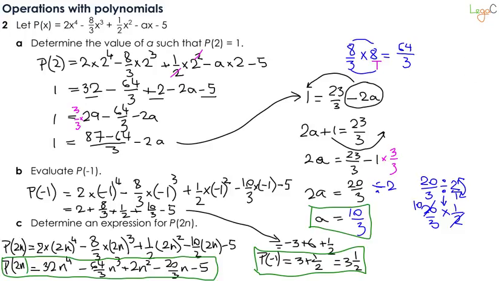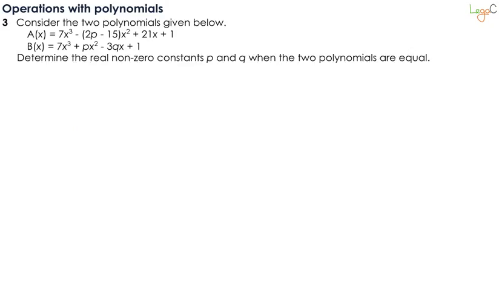All right, and the last question I have here is, we have two polynomials. Now, these two polynomials are of degree 3, so they are cubic polynomials, and there are two unknowns, p and q, and we have to determine these values knowing that the two polynomials are equal. So, let's get started again.